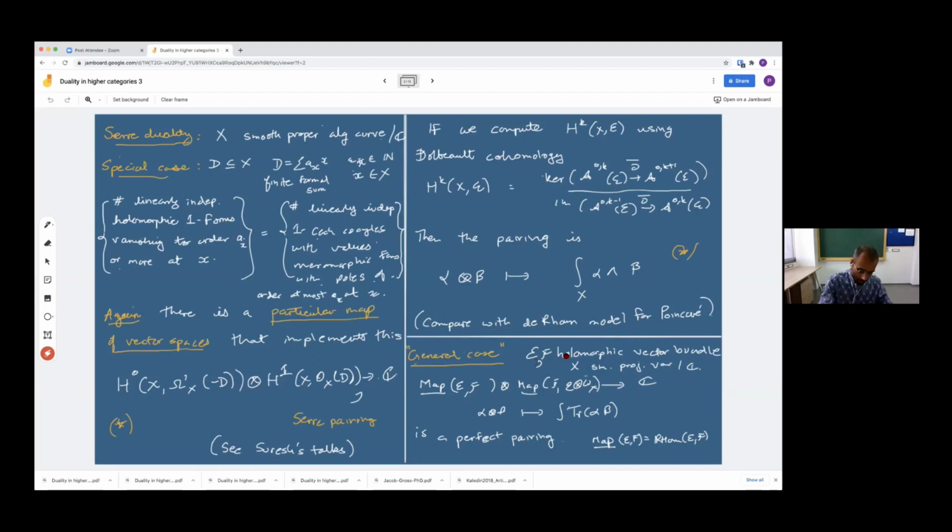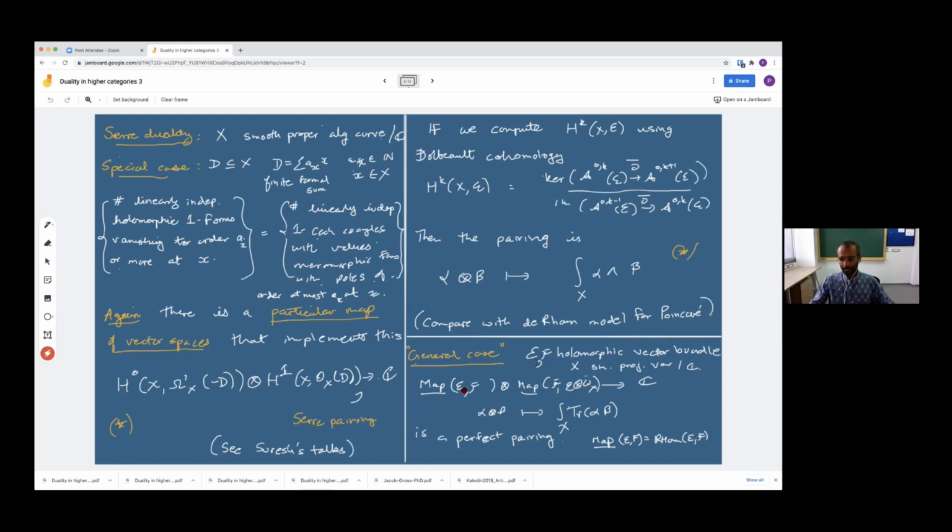So what is this map? This map is just composition on the mapping spaces, followed by integration. So if I compose, what do I get? I get a map from E to E with coefficients in omega X. I take the trace on the mapping space part, and omega X is a top form, so I can integrate it over M, or X in this case, integrate over X. So I get a number, right? So that's what this map is.